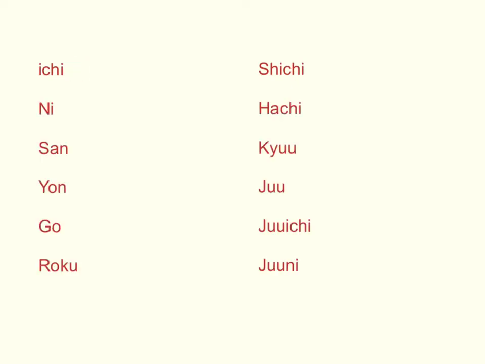Okay, now I'm gonna explain how to change numbers to time. If you put ji after numbers, it's changed to o'clock. So if you put ji after ichi, it's changed to ichiji, which means 1 o'clock. Let's look at an example of that. We're going to construct it for you on a step-by-step basis.